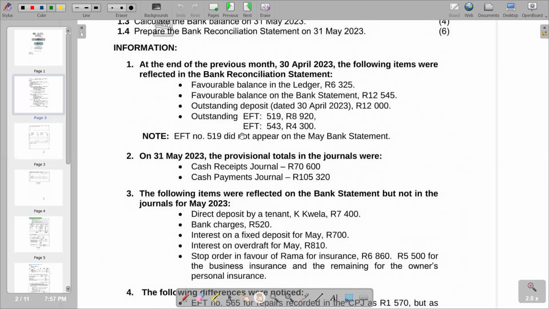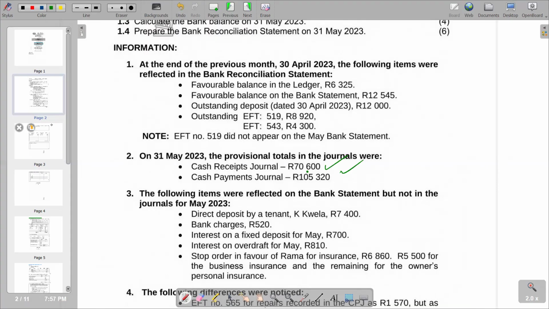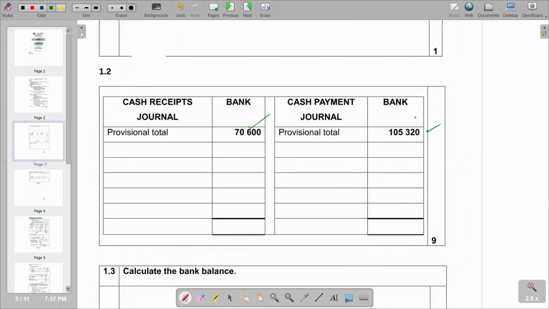So we have this information, and then information two is giving us the provisional totals in the journals, which we are now concerned with. So we start with the cash receipt journal, which is 70,600, and the cash payments journal we've got 105,320. So these are supposed to be our opening balances. Here, remember, we've got 105,320 for cash payments journal. We are seeing it here again as a provisional total.